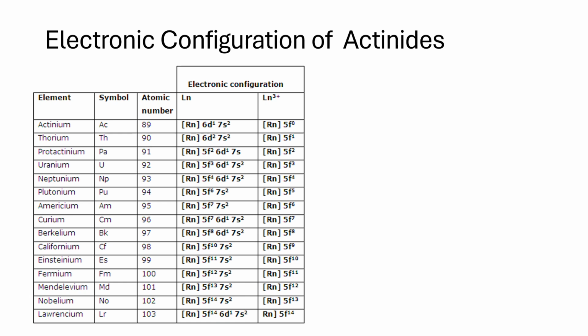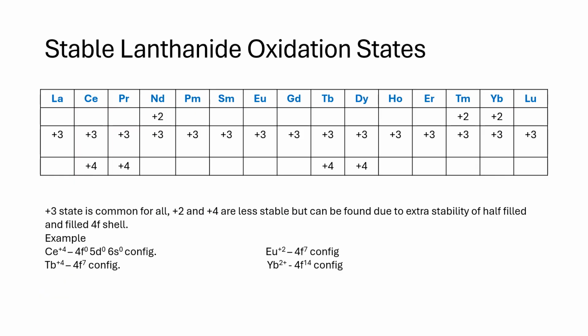Why are we using +3? Because, as we see, the +3 state is normally the one that is most stable for both the lanthanide and the actinide groups. So in the lanthanide series, the most stable oxidation state is +3. That is, we lose those s electrons and the d electron, and then we begin to lose electrons from the 4f shell.